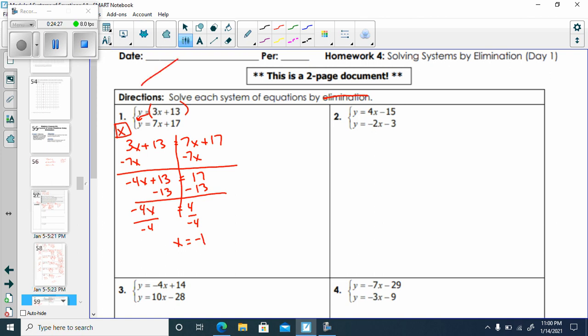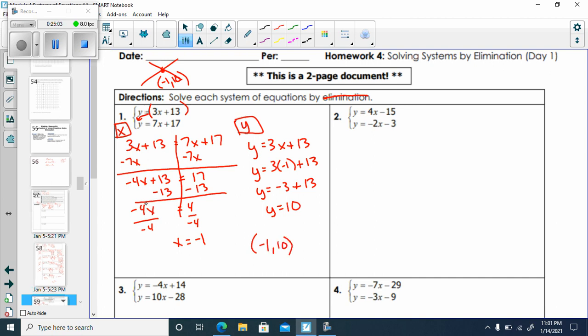Remember, we're talking about where these two lines intersect. Your x is negative 1. Let's find your y. And when we're finding the other variable, you just plug into one of the equations. Y is equal to 3x plus 13. If my x is negative 1, that's 3 times negative 1 plus 13. That would be negative 3 plus 13, which gives me 10. My solution is negative 1, 10, okay?